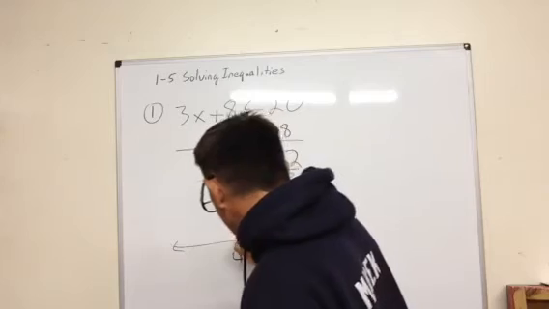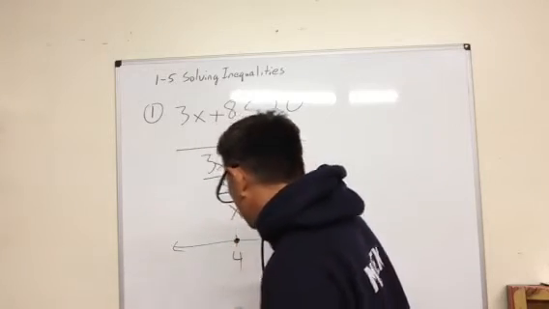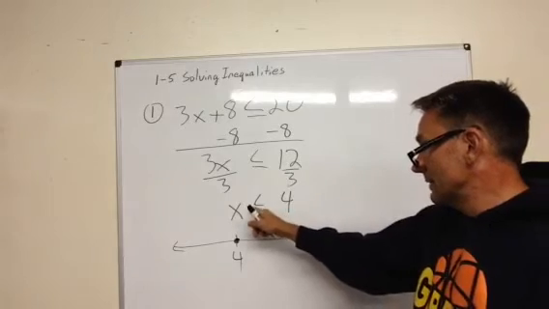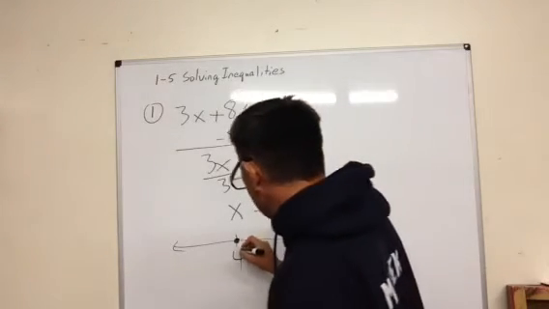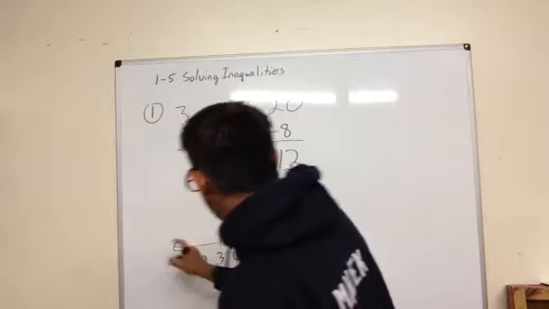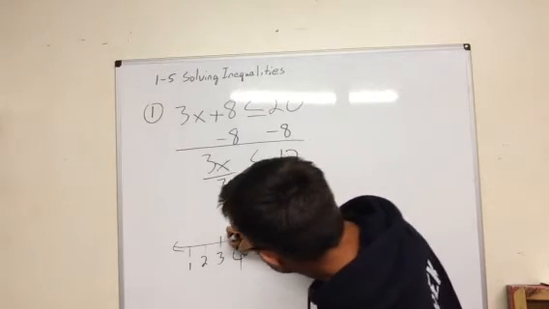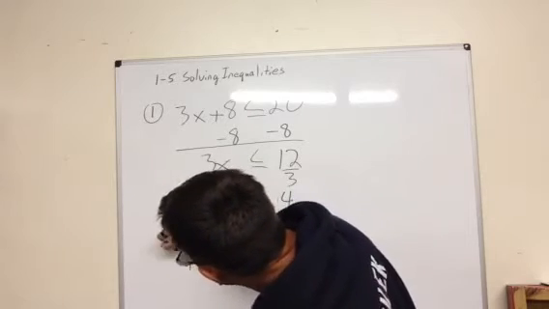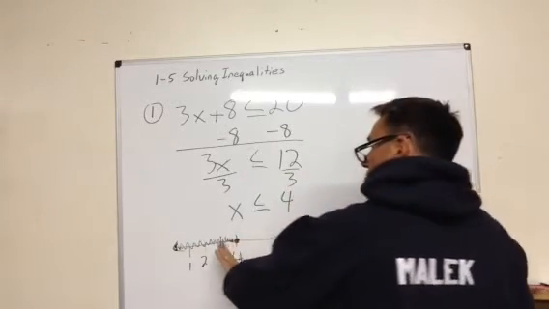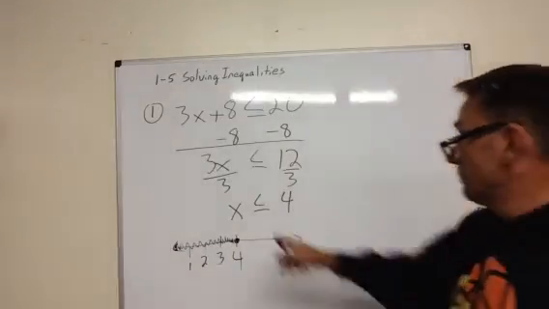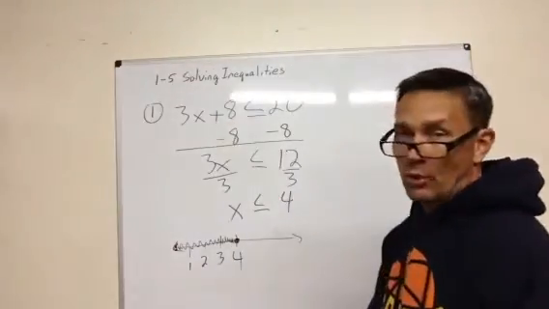So we represent that with a closed circle, because it can equal 4. And since it's less than, we want numbers that are less than 4, which are 3, 2, 1, 0. So we shade our line and we go to the left. So every solution to the left of 4, including 4, is an answer. If we plug it in, it will be true up here.